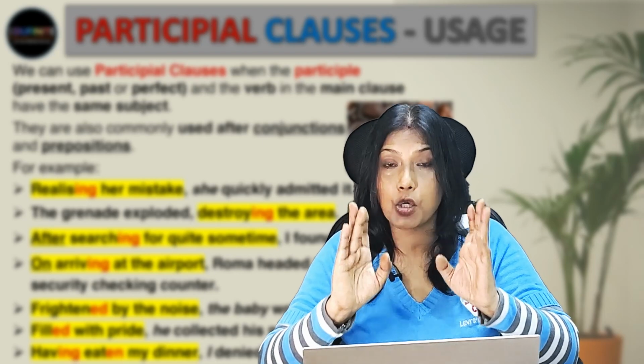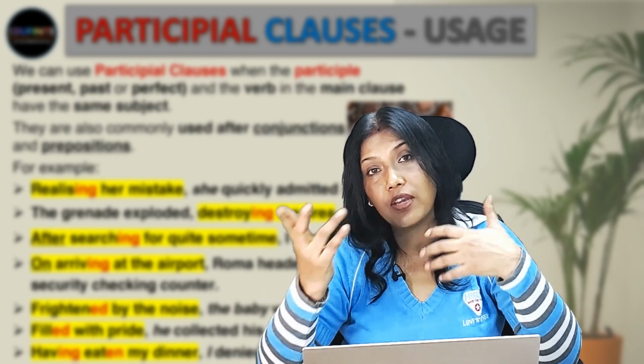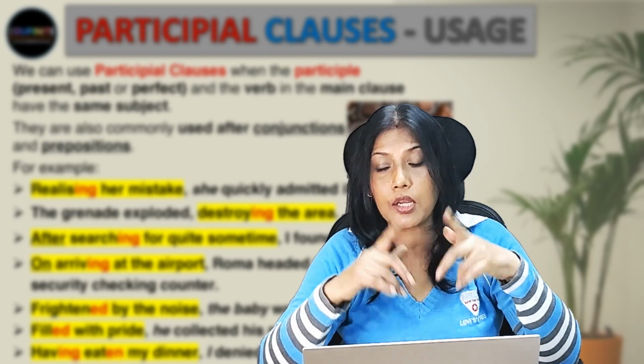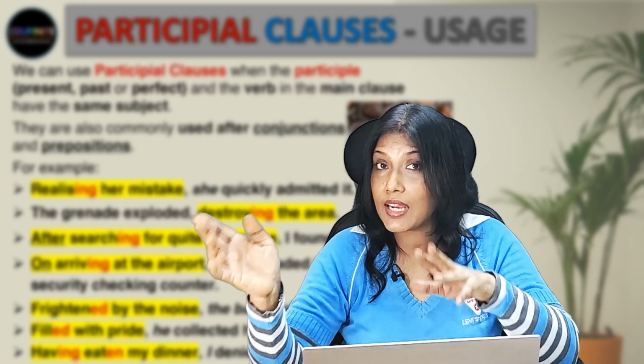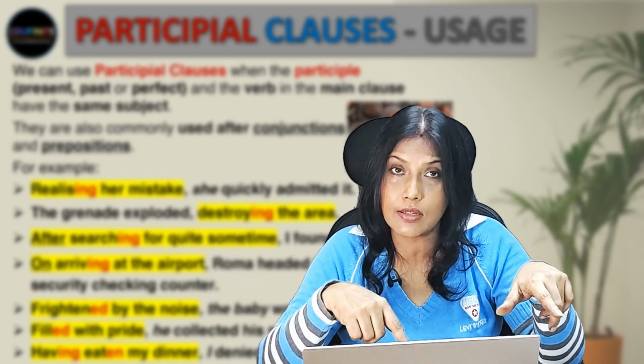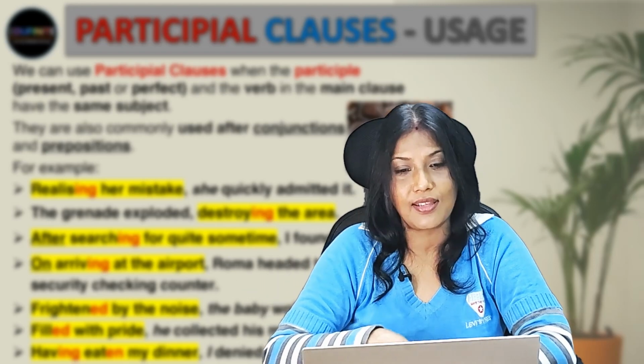They are used to show that the action they describe was finished before the action in the main clause. So in the main clause, I denied the chocolate. Why did I deny the chocolate? Because I've already eaten the dinner. So having eaten my dinner, I denied the chocolate.